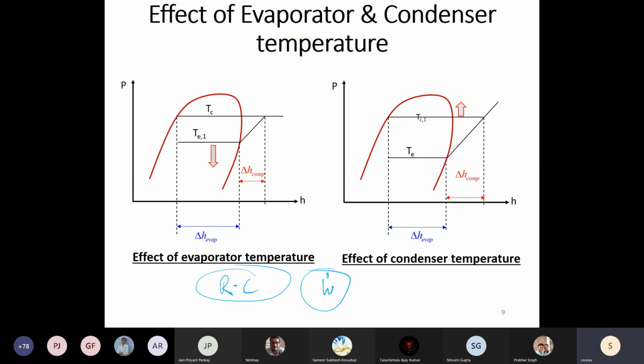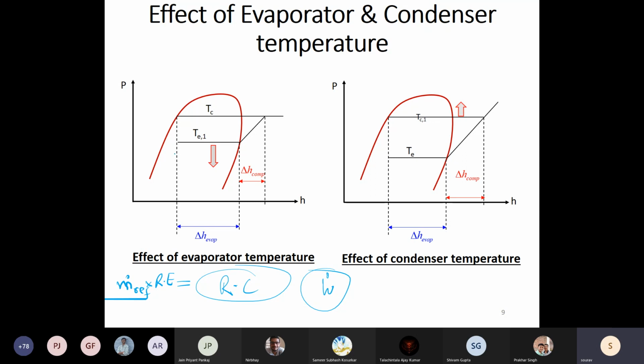बिजली कितना लेता है और ठंडा कितना करेगा. So ठंडा कितना करेगा is nothing but the refrigeration capacity. So 3 kilowatt, 4 kilowatt, 5 kilowatt, that is the capacity. And capacity is nothing but m dot refrigerant into your refrigeration effect.